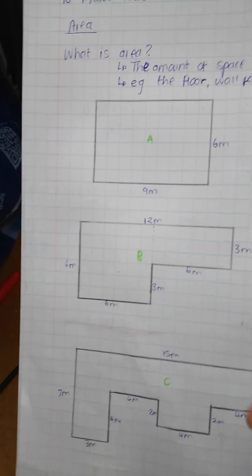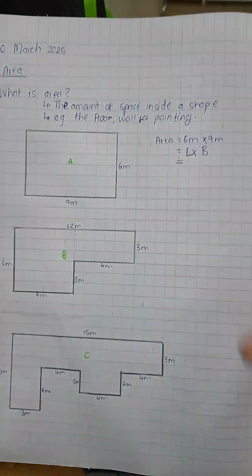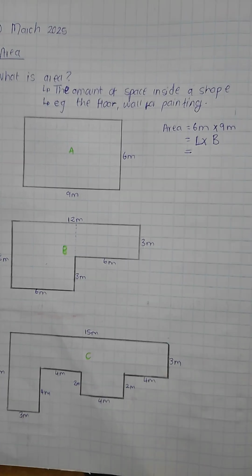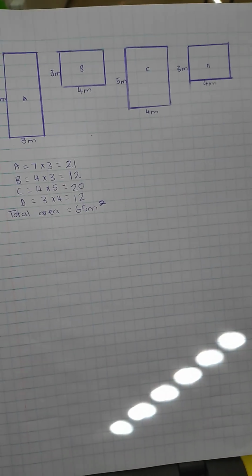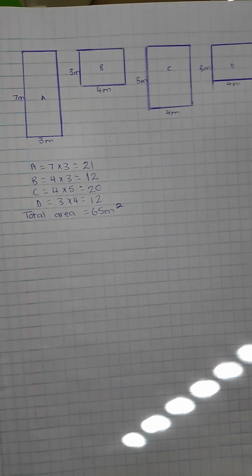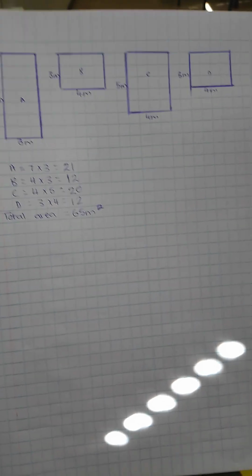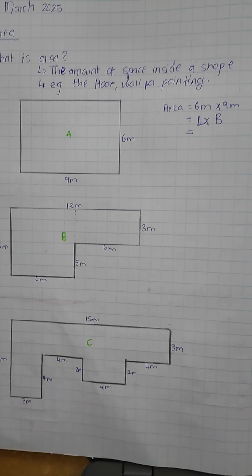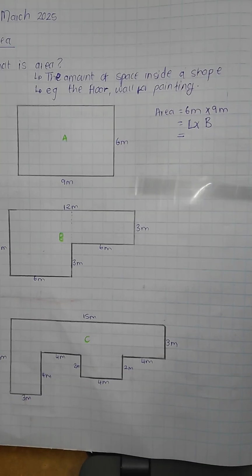I intentionally left out the measurements of shapes 1 and 2 so that you can practice and do them on your own. I have given you the answer for this one because this is the most complex shape that scholars struggle with, and I need you to complete this activity for these two shapes.